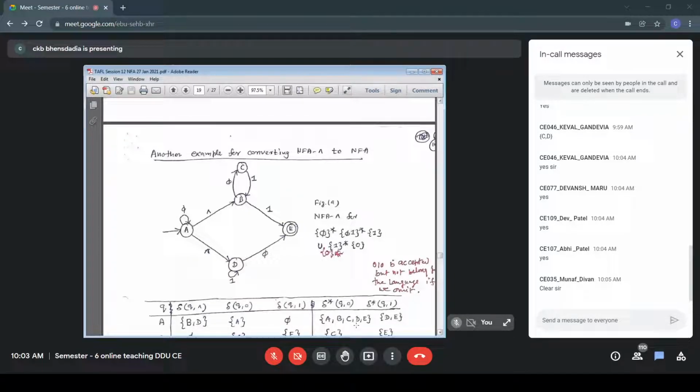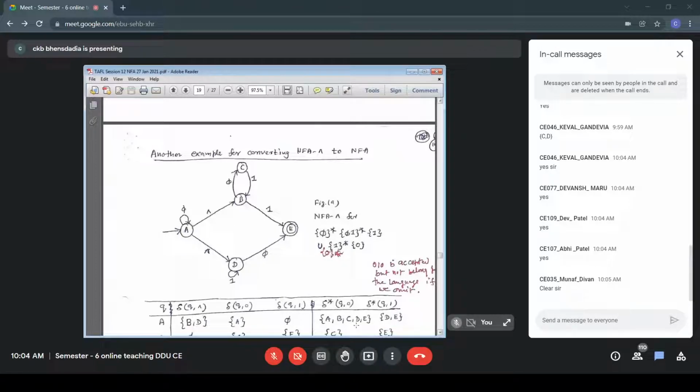The upper path, A, B, C, E, is for the language 0 star, 0 1 star 1. The lower branch is for the language A, D, E. Once again, it is 0 star, that is A itself. Then 1 star, that is in the D state, and then 0. So 0 star, 1 star, 0.